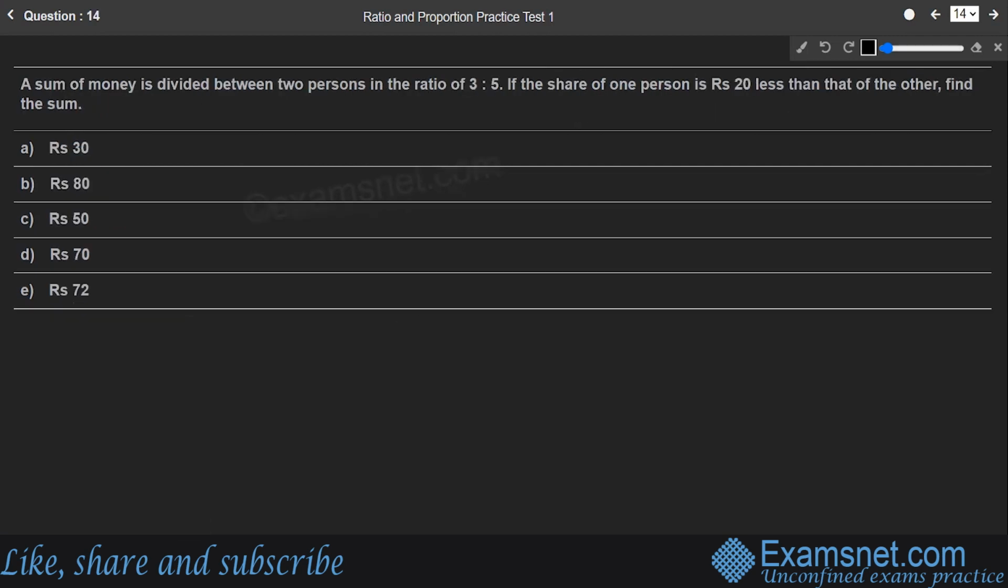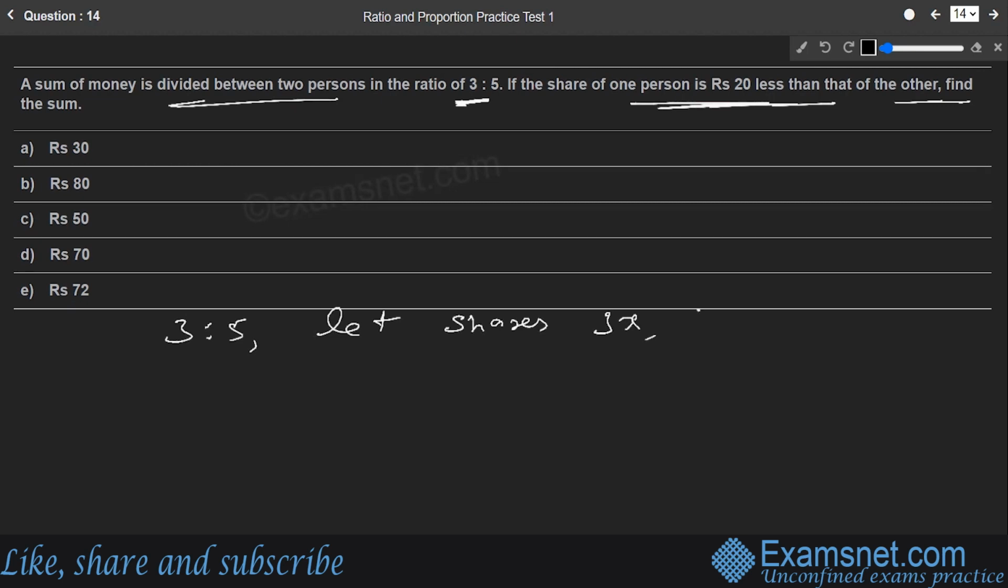Next, a sum of money is divided between two persons in the ratio 3 is to 5. If the share of one person is 20 less than that of the other one, find the sum of money. Okay, that is the question given. So the ratio of the two persons' shares is 3 is to 5. So let the share of the first person be 3x and the second person's share be 5x. Okay, we have converted the ratio into numbers.